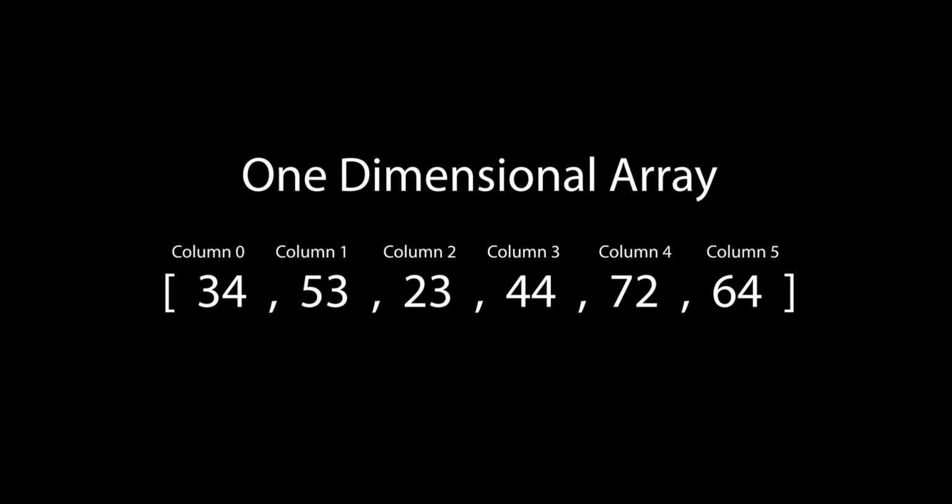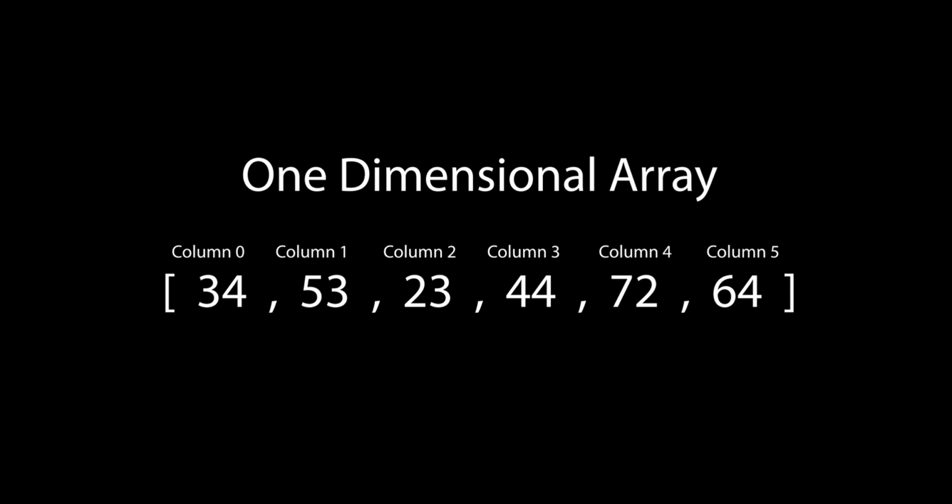Here we see an array made up of the numbers 34, 53, 23, 44, 72, and 64. 34 is located at the first position of the array. However, in programmer speak, it is located at index 0.